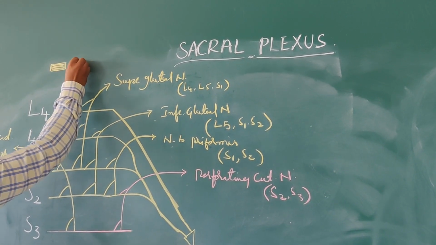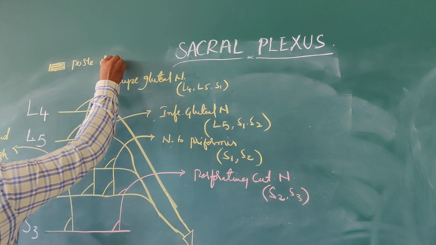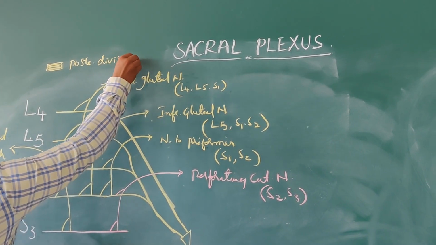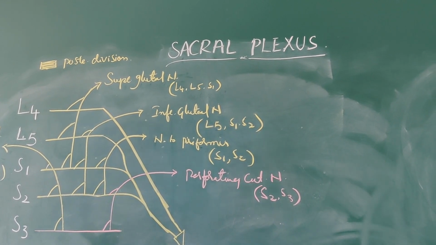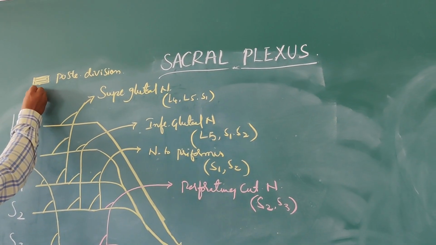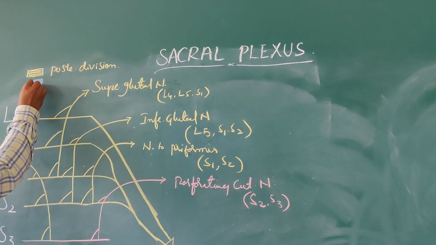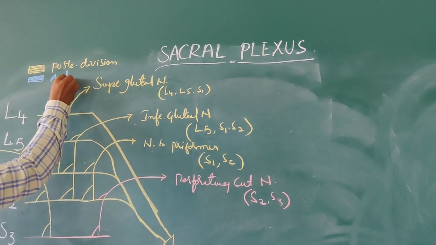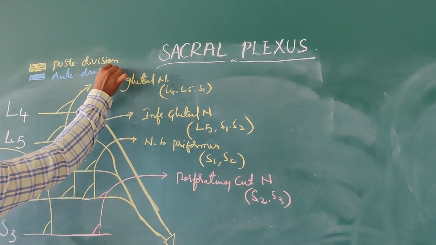So this is the posterior division. Now let me discuss the anterior division. The anterior division will be shown in blue color. Anterior divisions. Okay.